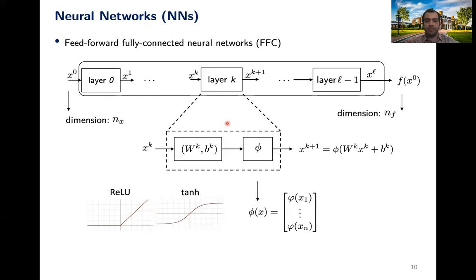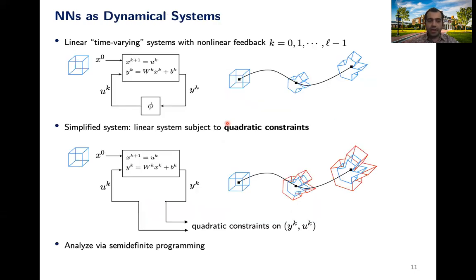Each layer consists of two operations. The first operation is an affine operation defined by the weight matrix WK in layer K and bias vector BK, followed by a nonlinear transformation defined by an activation layer, which is basically a concatenation of activation functions. Given this architecture, our framework starts with a simple but powerful observation: that the neural network can be interpreted as a linear time varying system with nonlinear feedback.